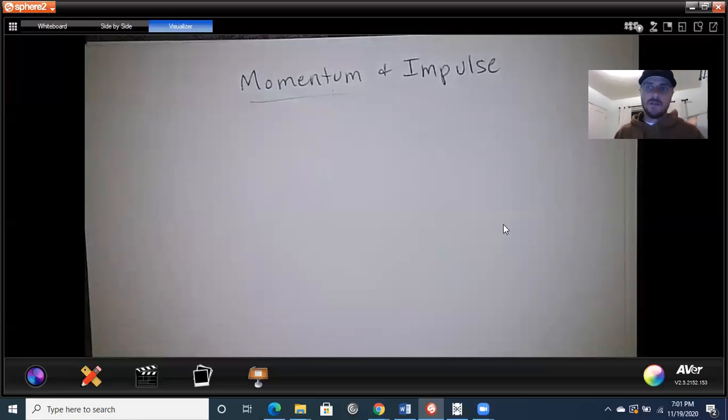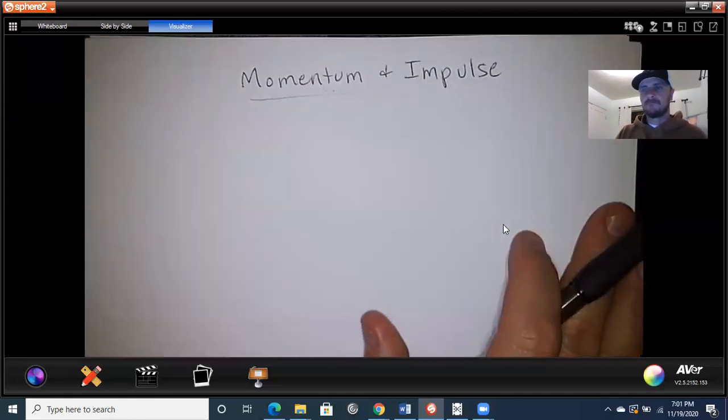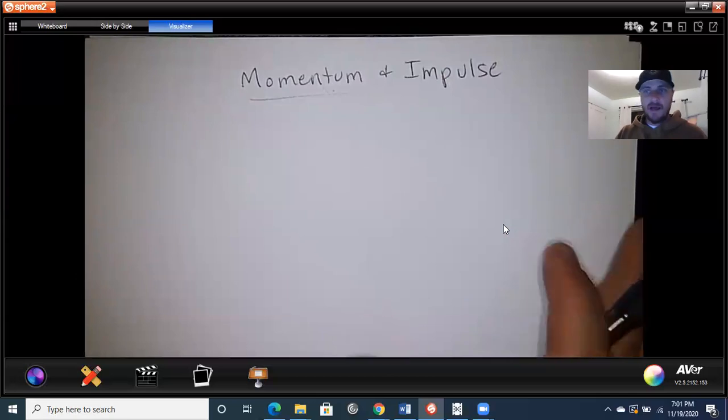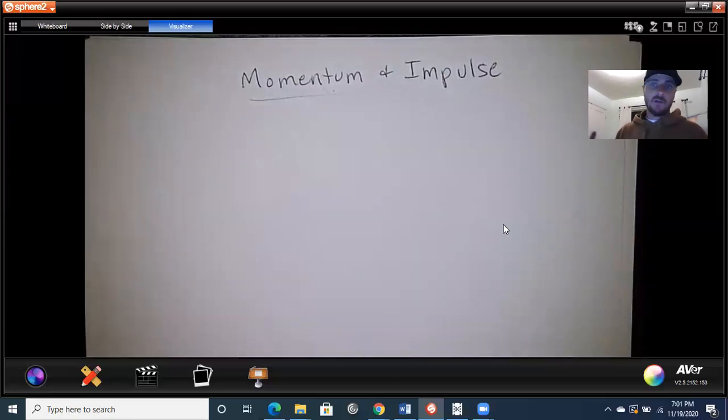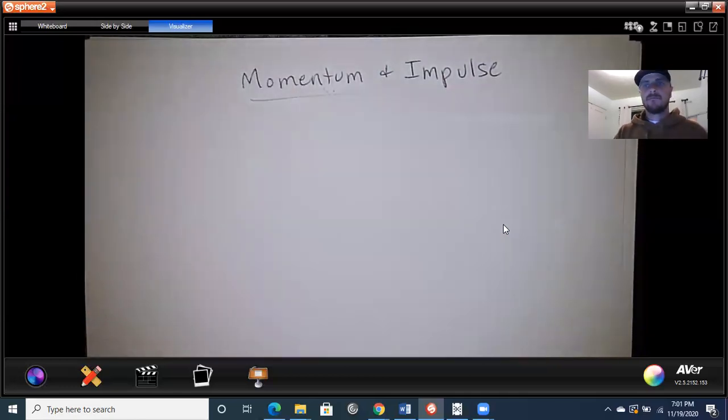So what quantities do you think are involved in this idea of momentum? Is time involved? Is mass involved? Is acceleration involved? Velocity? What do you think makes up this idea?